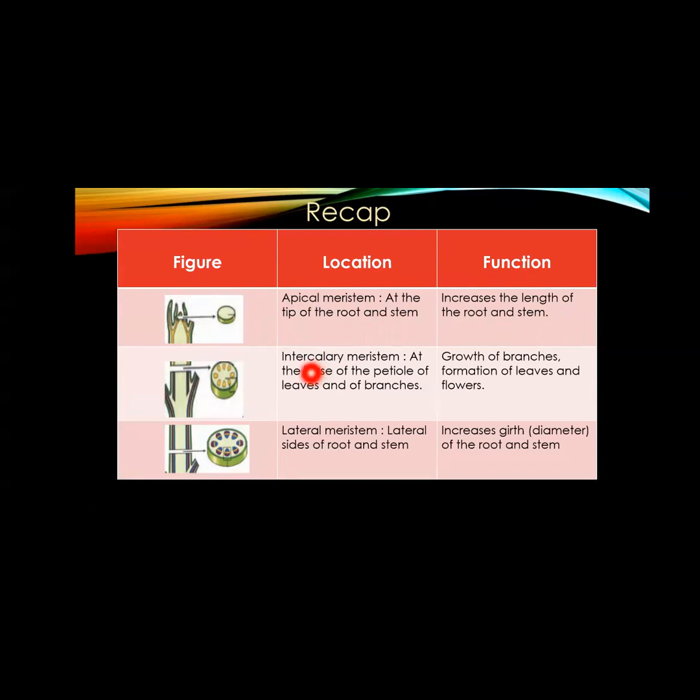Second one, we have intercalary meristem, which is present at the base of the node, at the base of the petiole and leaf. It helps in growth of branches, formation of leaves and flowers. Whereas the third is lateral meristem, which is present at the lateral sides of the stem or the roots, and it helps in increase in breadth or diameter of the root and stem.